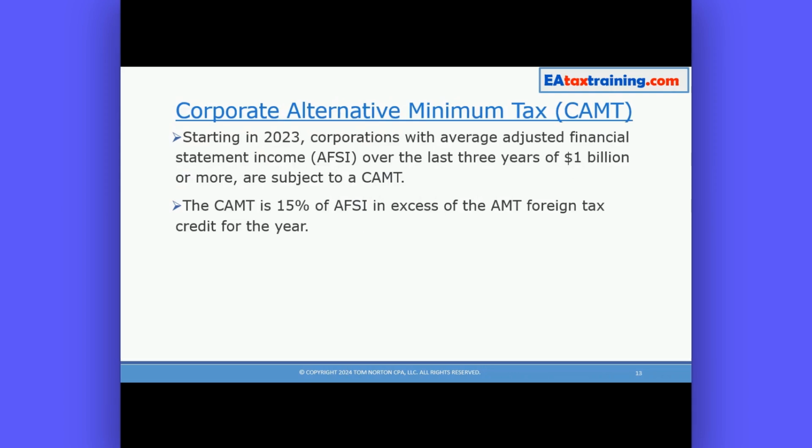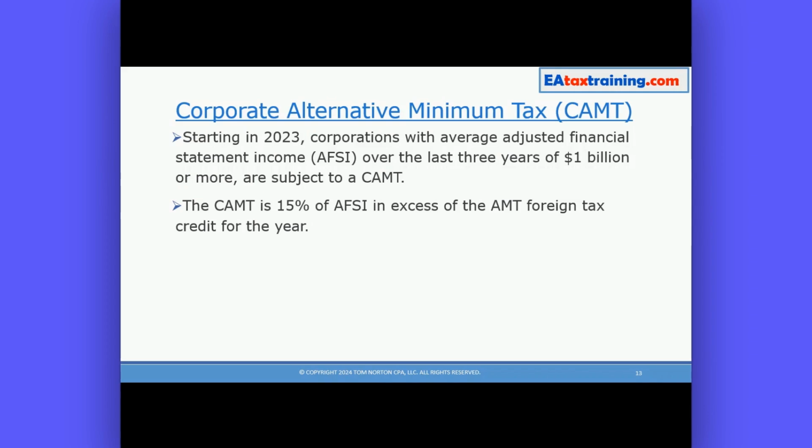Next topic is the corporate alternative minimum tax. So this started in 2023, so you might look for a question on the exam about this. This is a minimum tax on corporations with average adjusted financial statement income, or AFSI, over the last 3 years of $1 billion or more. They are the ones that are subject to this corporate AMT.